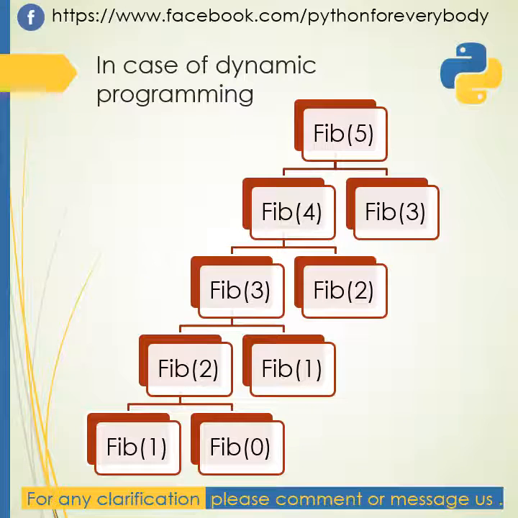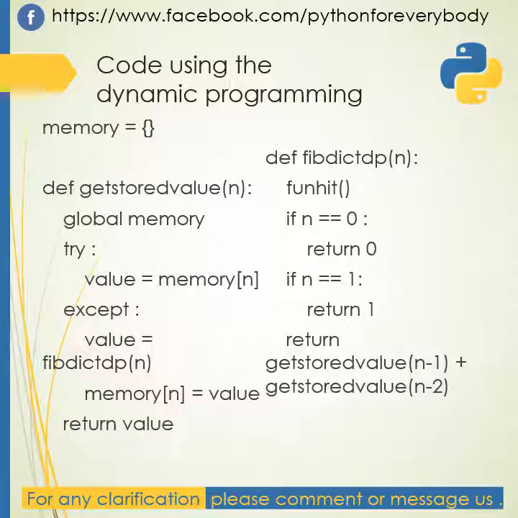Now let's look at how it has been done in the code. In the code you will have a dictionary called memory. There is a function called get stored value. If the value is stored, it will return it, else it will calculate the value at runtime. Let's look at how it is done. It uses the global memory, then has value equal to memory n, and if it is not present, it will calculate the value at runtime and return it.